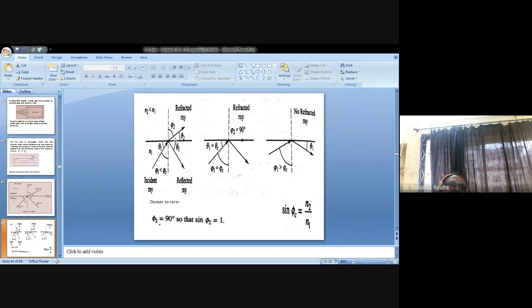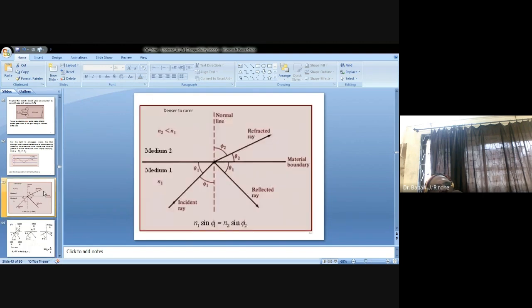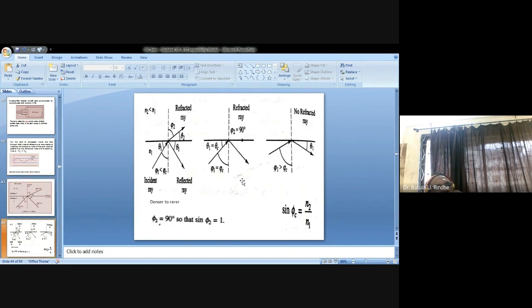Suppose that when phi 1 is less than phi c, then we are getting the refracted and reflected rays. When phi 1 is equal to phi c, suppose phi c is 45 degrees, and phi 1 is 45, then the ray is along the plane where the two materials join, the material boundary.